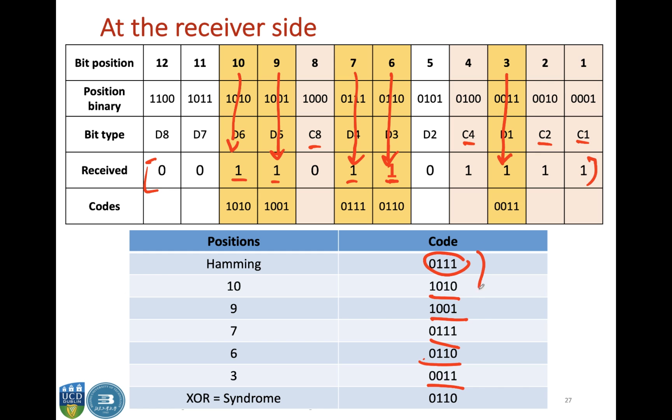Now if you do an exclusive OR of all these positions where the data was 1 together with the Hamming code, you get 0 1 1 0. This is your syndrome, and you can see this corresponds to the number 6, 0 1 1 0. So the sixth bit is in error, so we can detect the error and then just flip this bit to 0 to correct it.